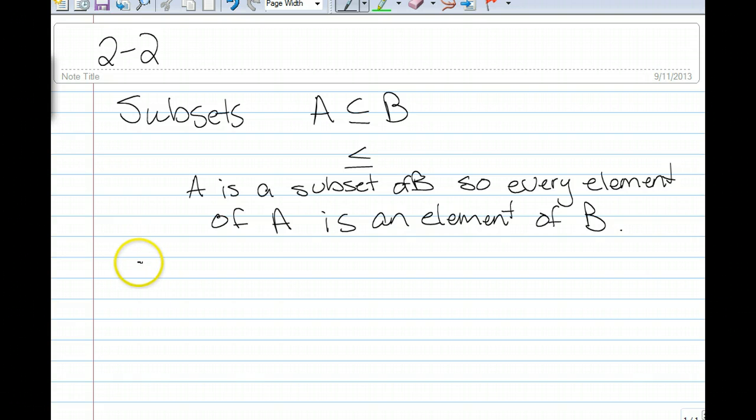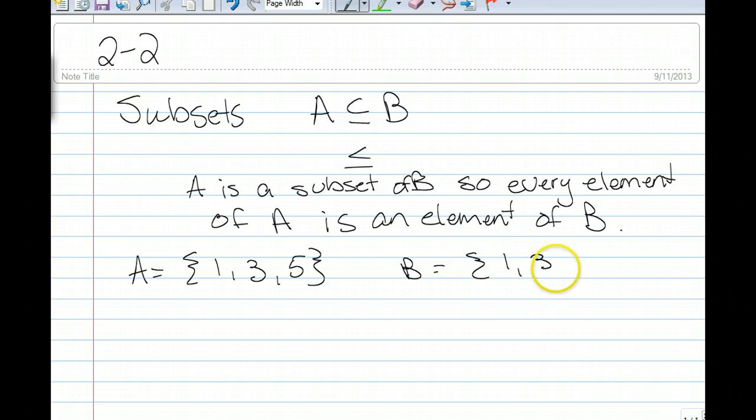An example of that would be this set A: 1, 3, 5, and set B: 1, 3, 5, 7. We can say A is a subset of B. Notice that 1 is in both of them, 3 is in both of them, and 5 is in both of them. Okay? So A is a subset of B.